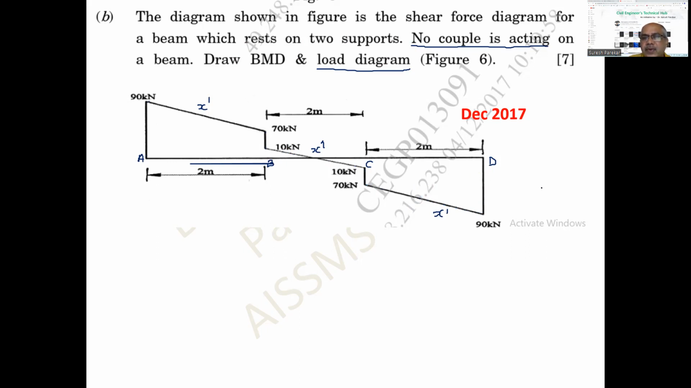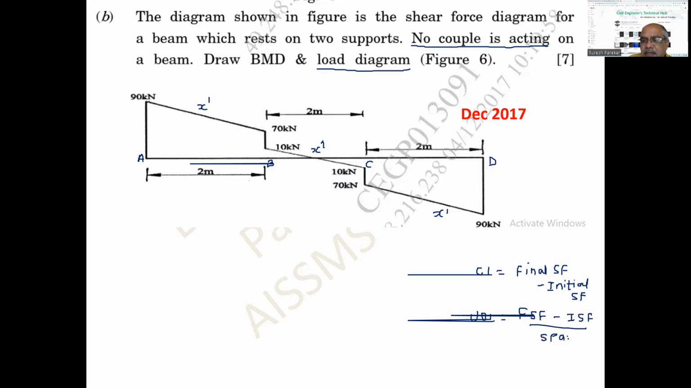Likewise, if we have a concentrated load, it is final shear force minus initial shear force. And if we have a UDL, then the intensity is final shear force minus initial shear force, divided by the span. Likewise, we have to find these values, and then we are going to get the load diagram. And once we know the load diagram, then we can plot the BMD.